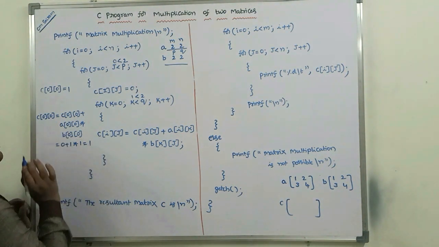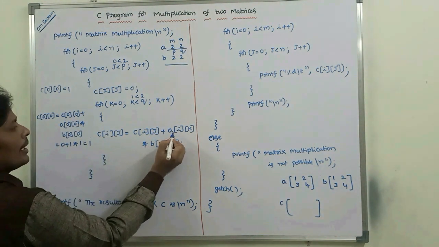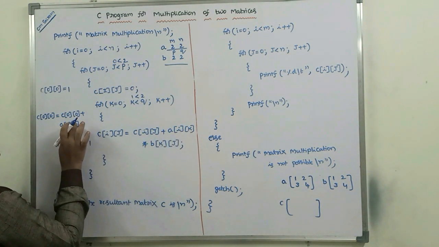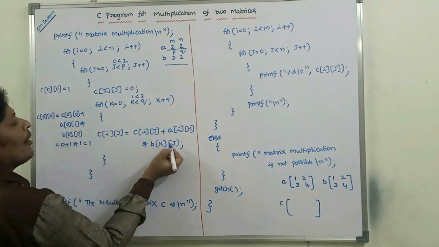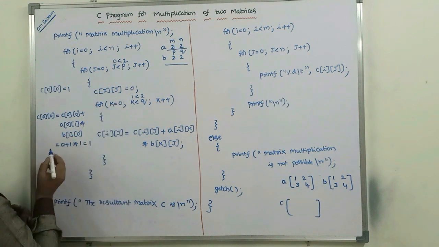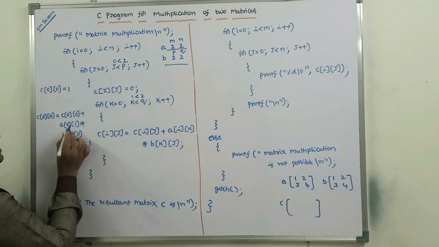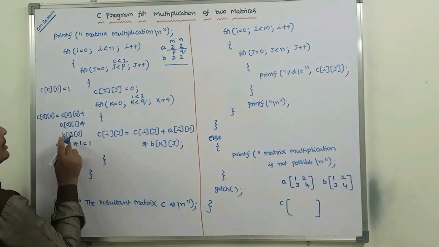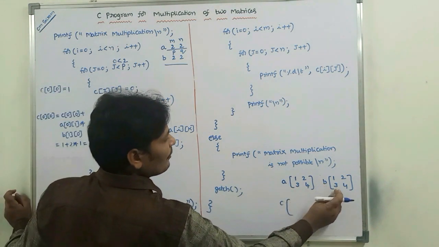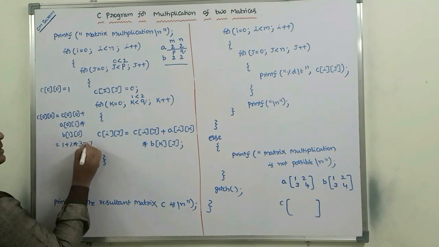I value 0, j value 0. C of i j, C of 0, 0 is equal to C of 0, 0 plus A of i k. I value 0, k value is 1. Now it becomes 1 into B of k j, k value 1 and j value 0. So now C of 0, 0 value from the previous step we are getting 1. 1 plus A of 0, 1. A of 0, 1 value is 2, 2 into B of 1, 0. B of 1, 0 value is 3. So 1 plus 2 into 3, that is equal to 7.